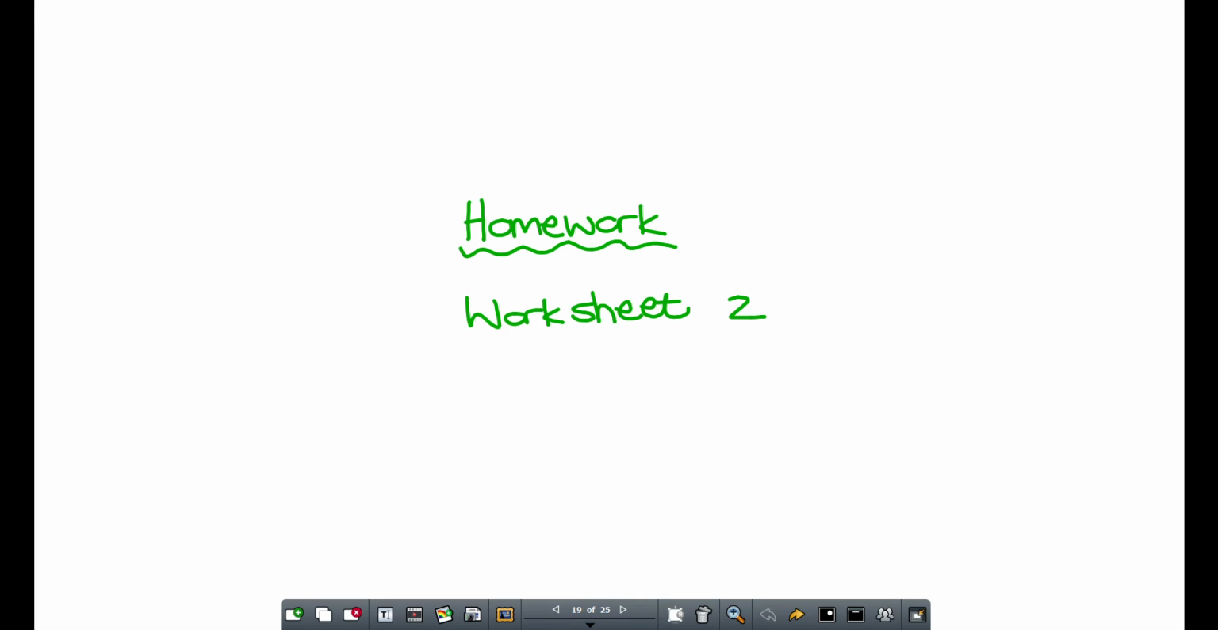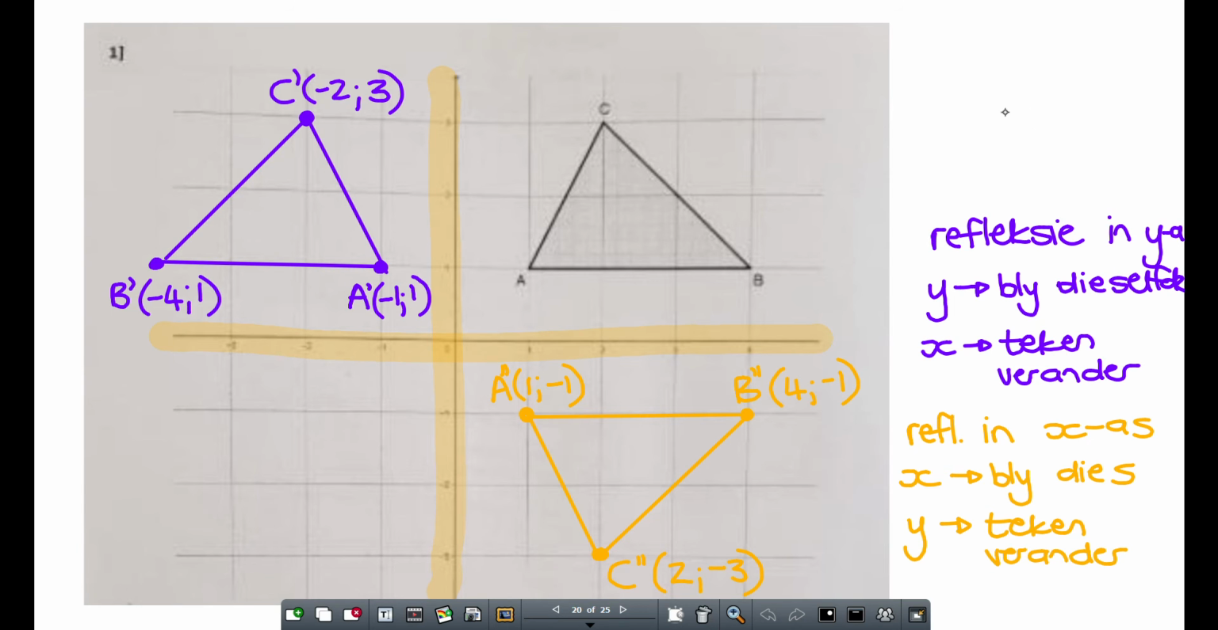Okay, right. So at worksheet 2, it says the first part you had to reflect in the y-axis. Now remember, when we reflect in the y-axis, it means that the y value will stay the same and the x value, the sign will change. So that is going to give you that purple or blue triangle.